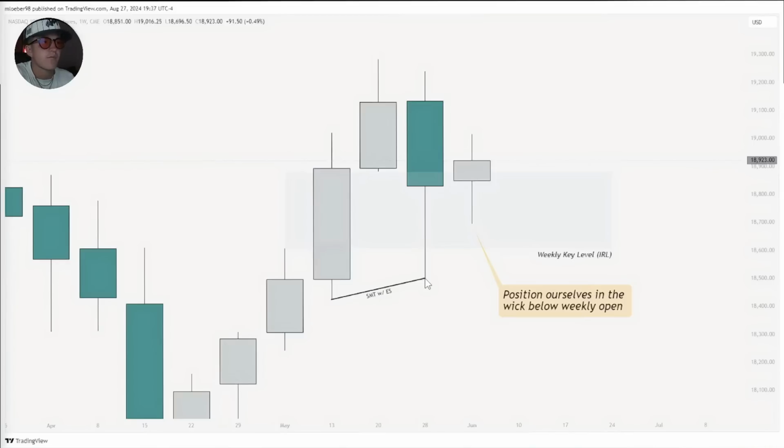Now, our time frame alignment is weekly to 4 hours. So what we're going to do here now is frame the trade on the 4-hour chart and look for a long position below weekly open. So now let's go to the 4-hour and see if we could frame our trade.